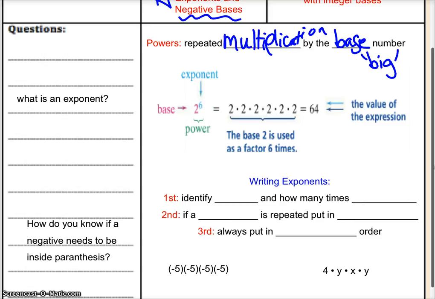Notice that it's not equal to 2 times 6. And that's the biggest mistake students make. They think they multiply the power or the exponent and the base, but you don't do that. You multiply the base by itself the exponent amount of times.